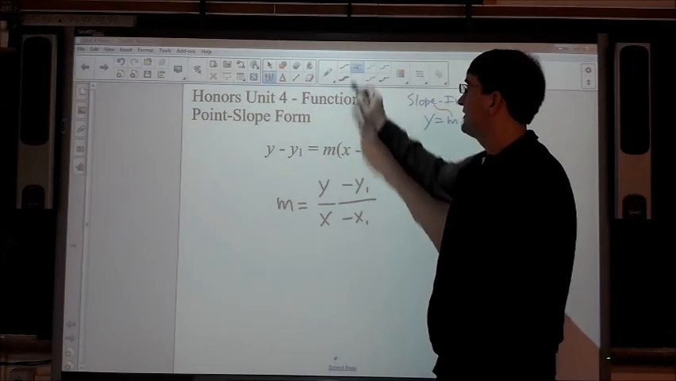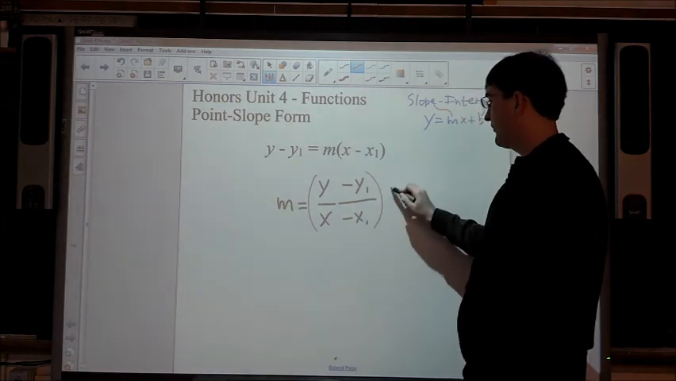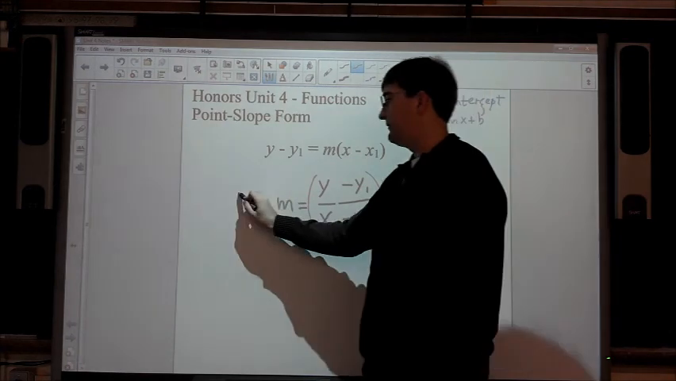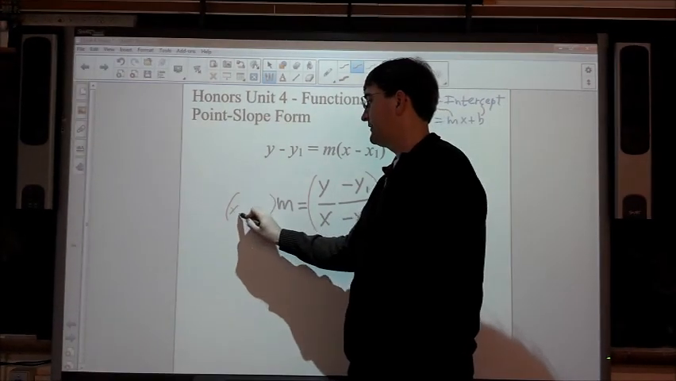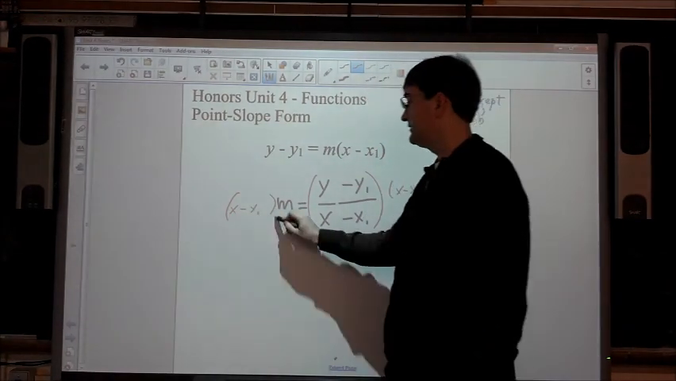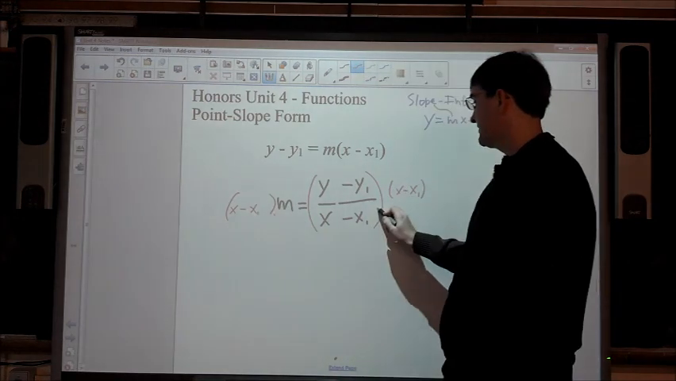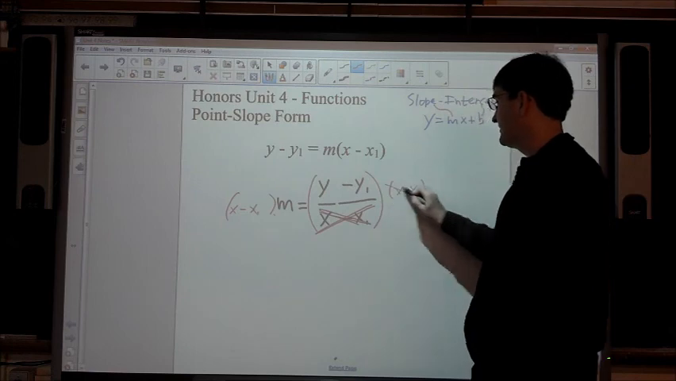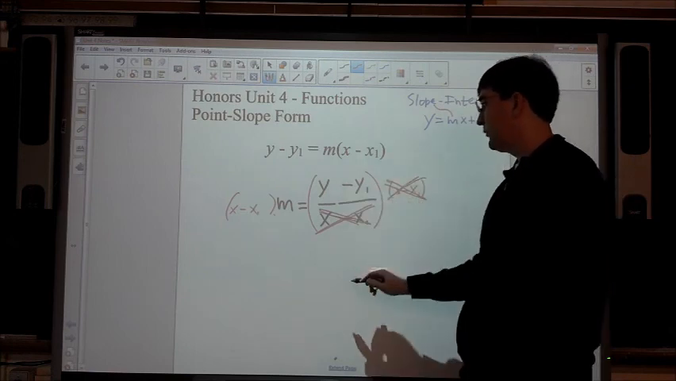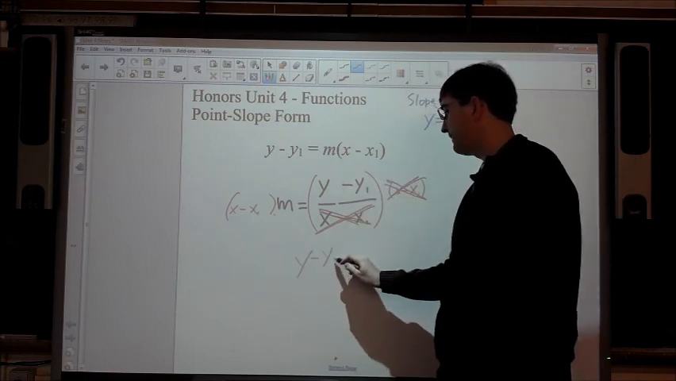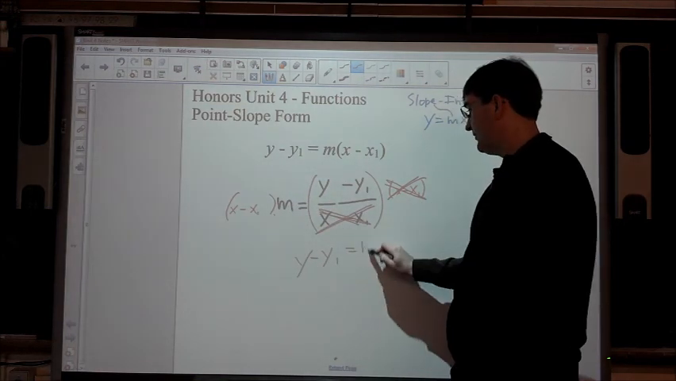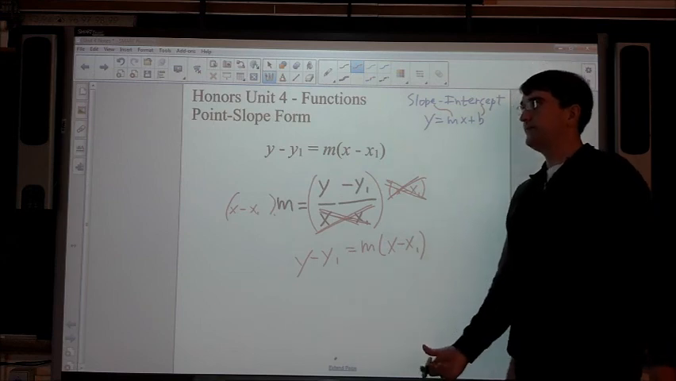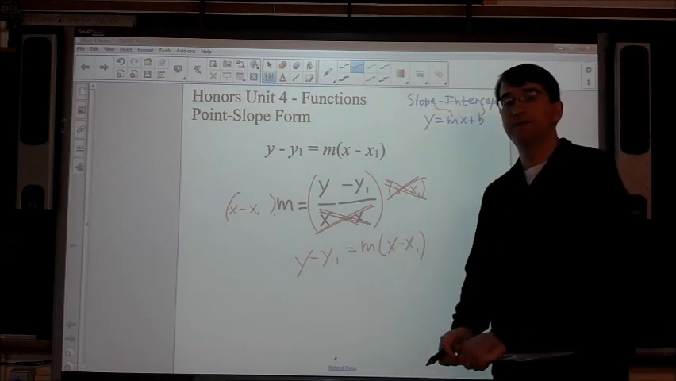And then what I can say is, all right, well, I'm just going to multiply this whole side by the whole thing in parentheses, x minus x1. But if I'm going to do it to the right, I have to do it to the left, x minus x1. You can kind of see what's going on here. Because the x minus x1 down here cancels completely with that x minus x1, leaving me with just the y minus y1. And then I have m times x minus x1. So the point slope form for the equation really just comes from the definition of slope.